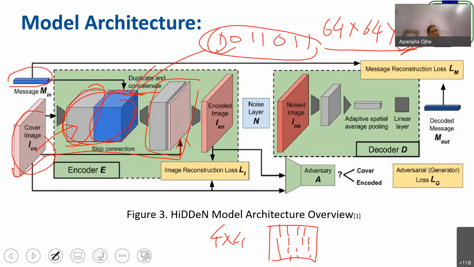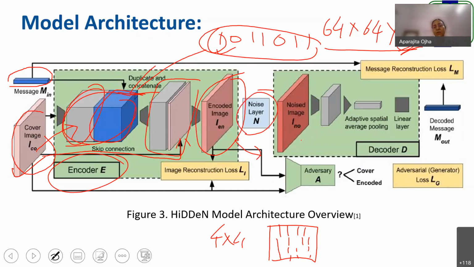I will first further concatenate the original image with the output received from the convolutional neural network. Then I will apply a convolutional neural network again and encode this image. So this is an encoder network. At the end of this, I get some kind of encoded image. On this encoded image, I will add some noise vector.